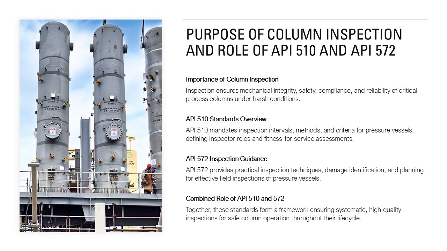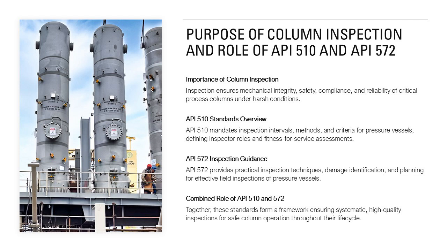Inspectors play a key role in identifying damage mechanisms early, assessing the severity of deterioration, and recommending corrective actions before failures occur. API 510, Pressure Vessel Inspection Code: In-service Inspection, Rating, Repair, and Alteration, provides the mandatory requirements for in-service inspection intervals, inspection methods, documentation, and acceptance criteria for pressure vessels, including columns. It defines the responsibilities and qualification requirements for inspectors, establishes minimum inspection frequencies for on-stream and internal inspections, and outlines how remaining life and corrosion rates are calculated.